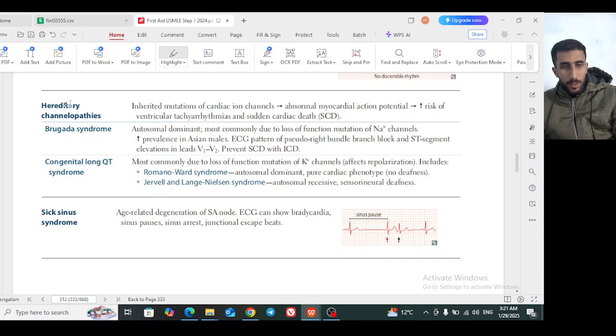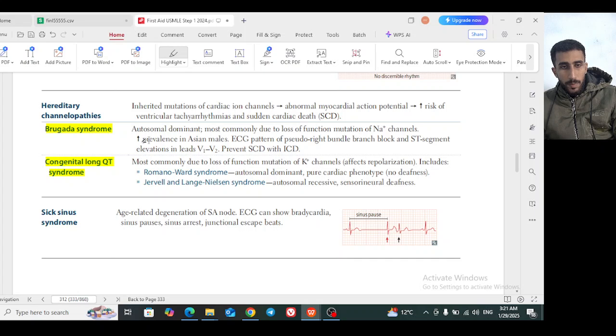So the next topic, much lower yield, is the hereditary channelopathy. From its name, it is hereditary, and the defect is in the channels. So the defect in the ions is an inherited mutation and abnormal action potential. So the ventricular arrhythmia risk is increased, and sudden cardiac death, or SCD. So we have two examples: Brugada syndrome and congenital long QT syndrome.